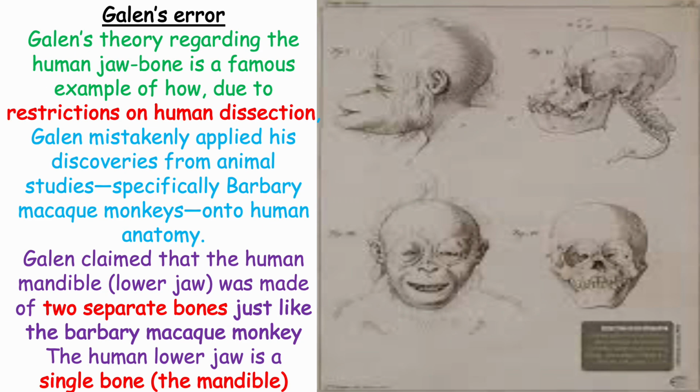Galen's error. Galen's theory regarding the human jawbone is a famous example of how, due to restrictions on human dissection, Galen mistakenly applied his discoveries from animal studies, specifically Barbary macaw monkeys, onto human anatomy. Galen claimed the human mandible, lower jaw, was made of two separate bones, just like the Barbary macaw monkey. The human lower jaw bone is a single bone, the mandible.